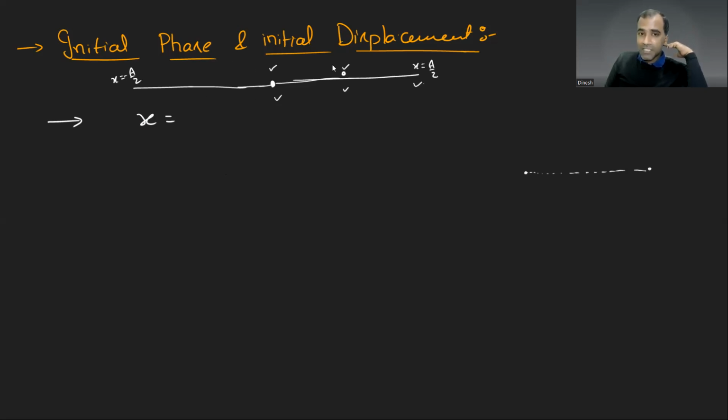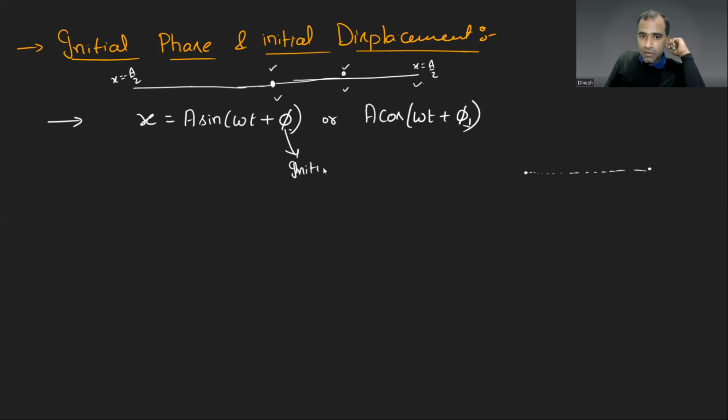Under whatever conditions this motion is happening, using those conditions, we have derived the displacement formula. And what is that? A sine of omega t plus phi. If you want, you can also write it as A cos of omega t plus some phi 1. When you write the same thing in terms of cos or sine, the phase in cos will be different from the phase in sine. That's why I'm writing it as phi 1. This phase we call the initial phase constant.